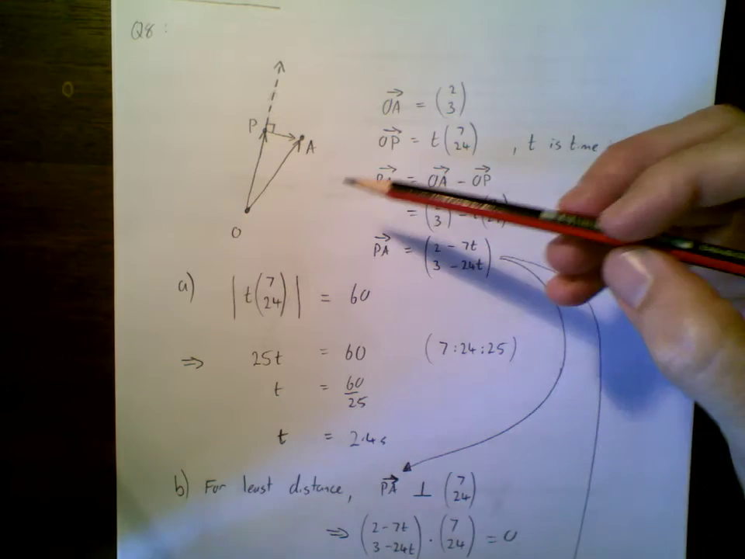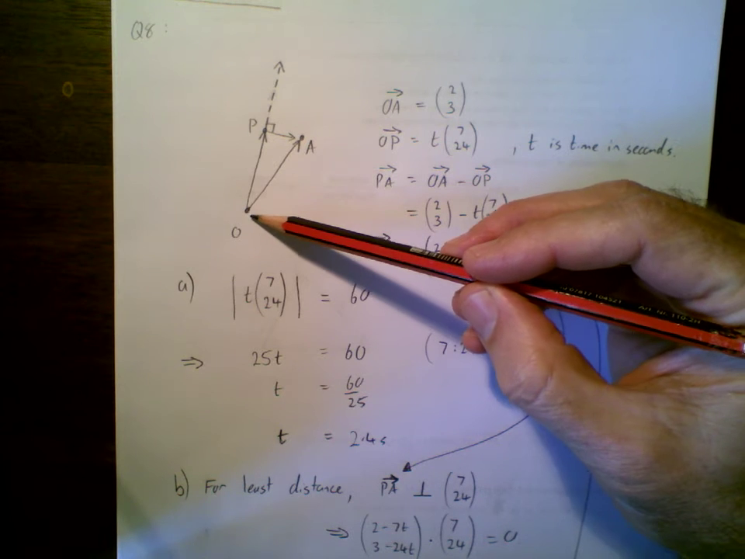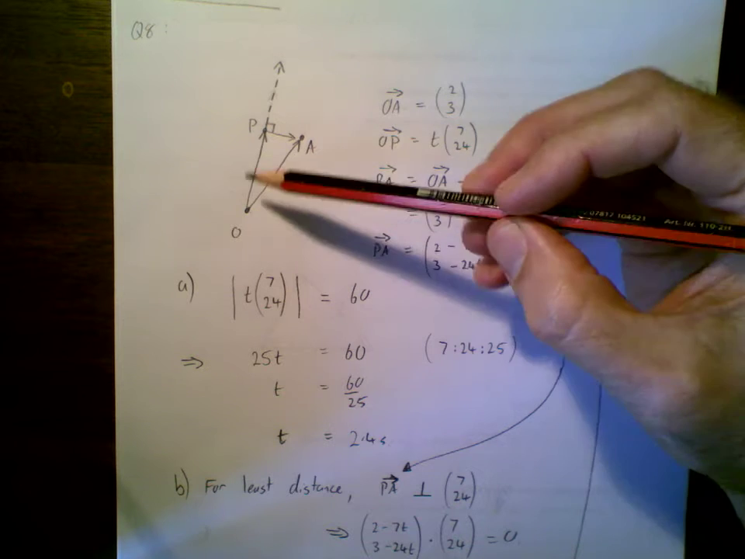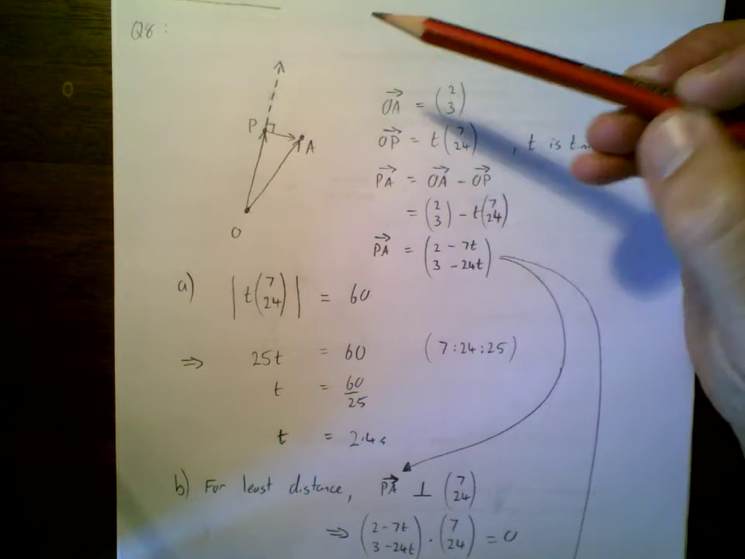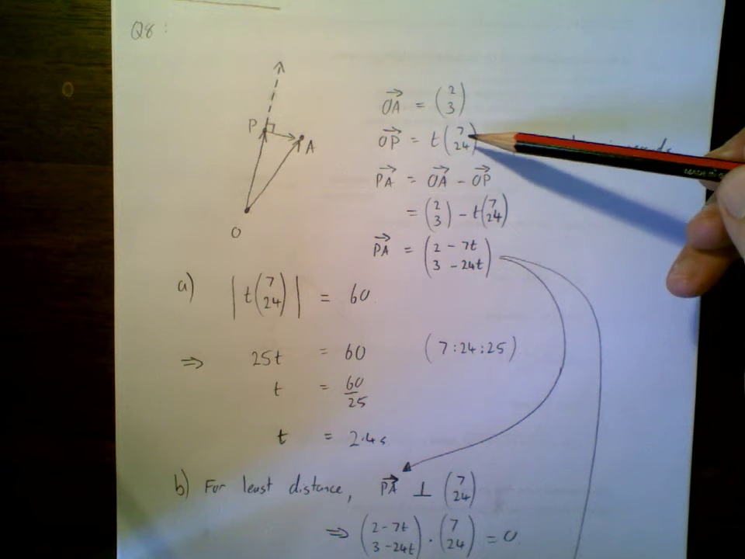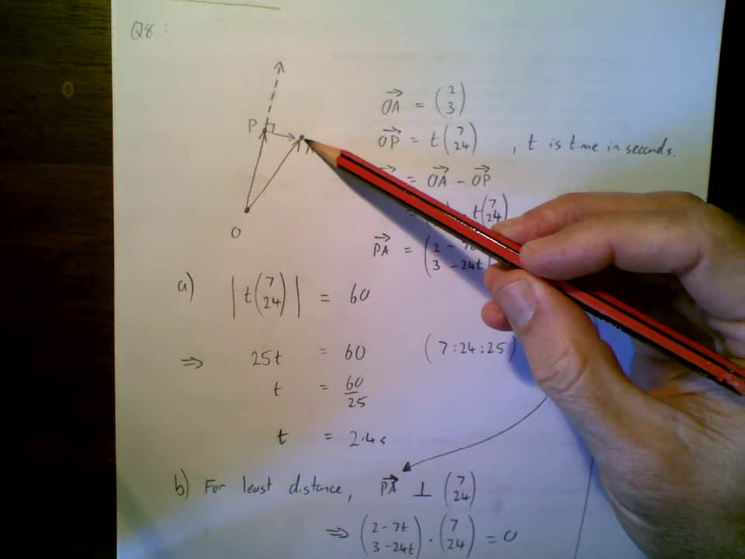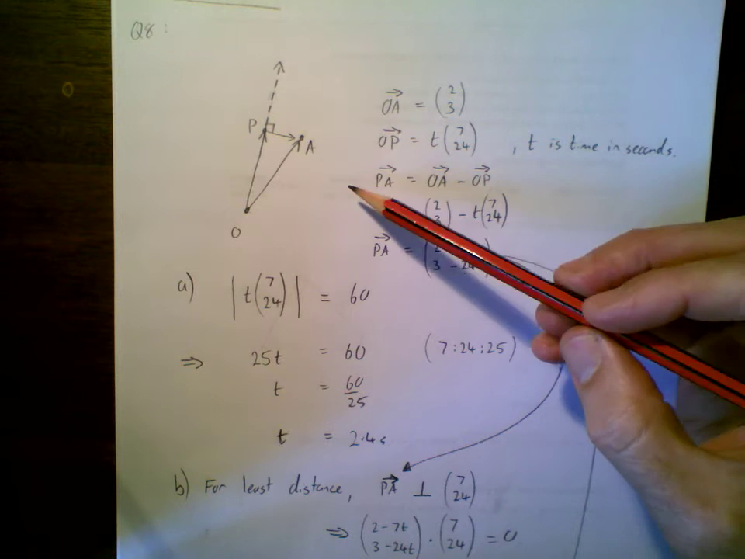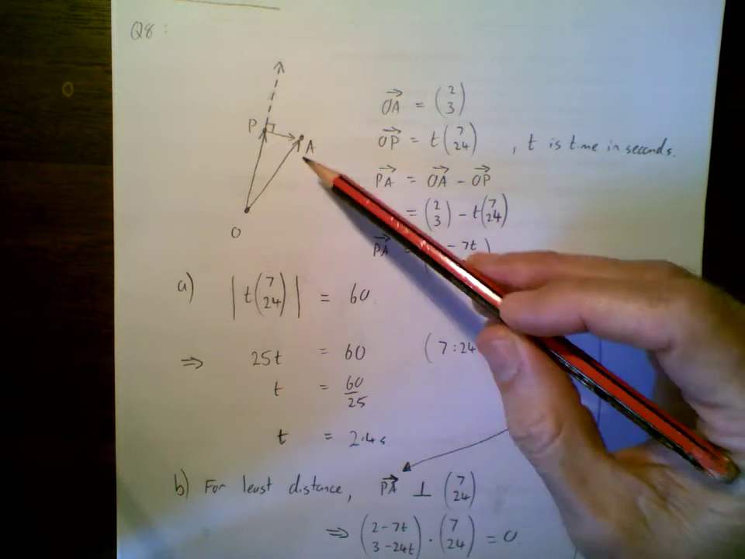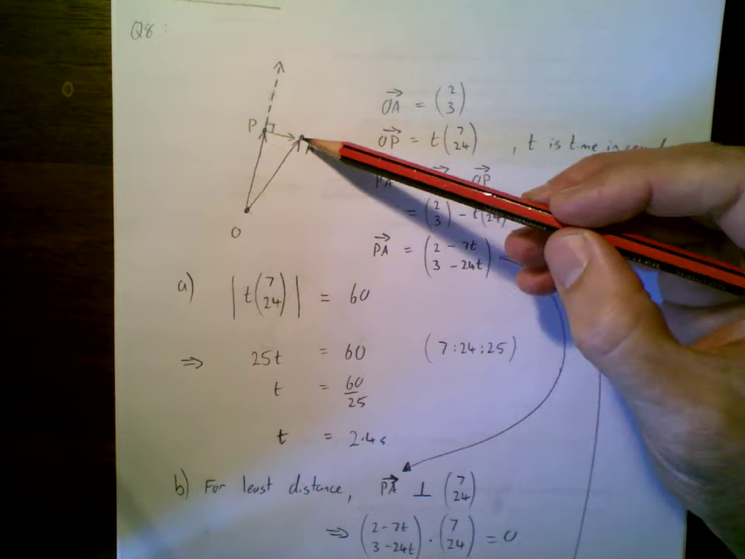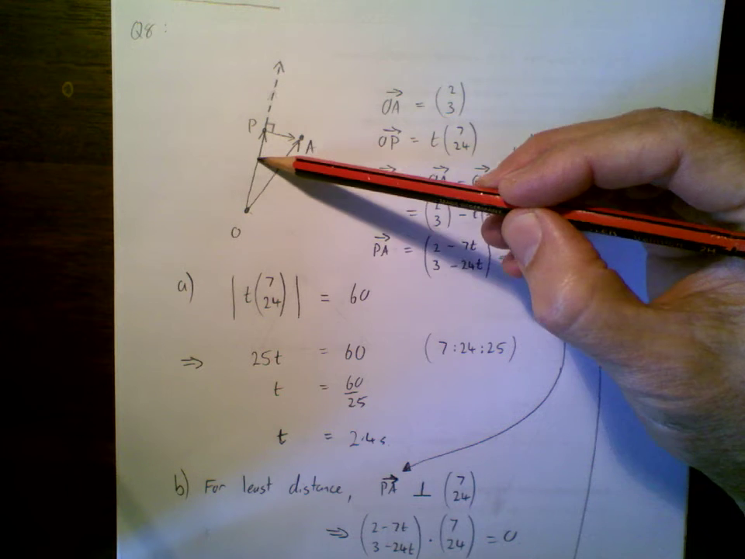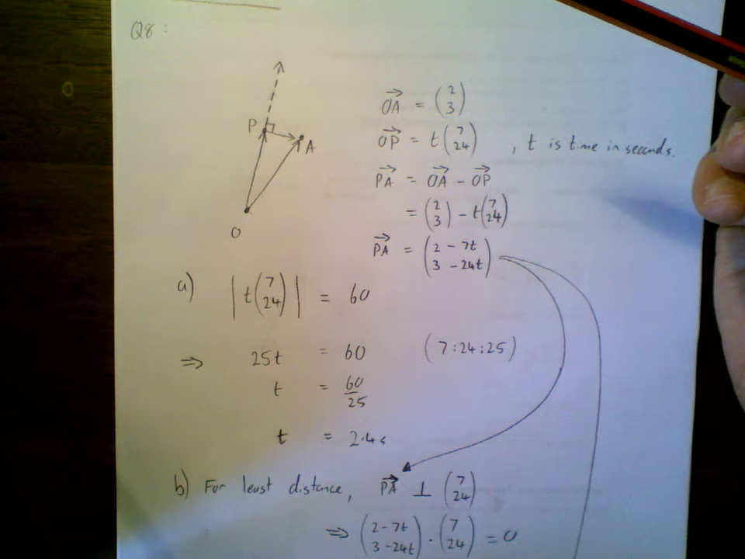This question involves a person at the origin hitting a cricket ball along this path out this way, and the velocity of the cricket ball is given by 7i plus 24j. And then we've also got a fielder located at point A at 2i plus 3j relative to the origin. So basically what's happening is we've got a fielder here, and a cricket ball being hit along in this direction.